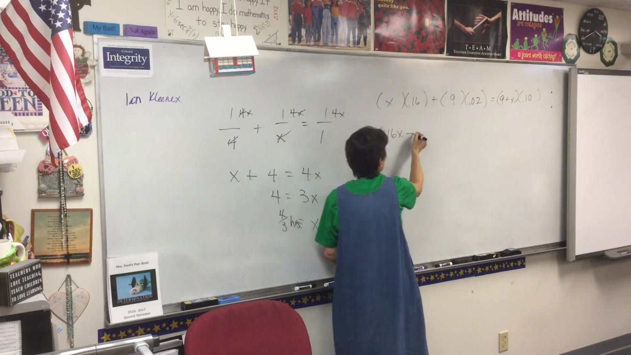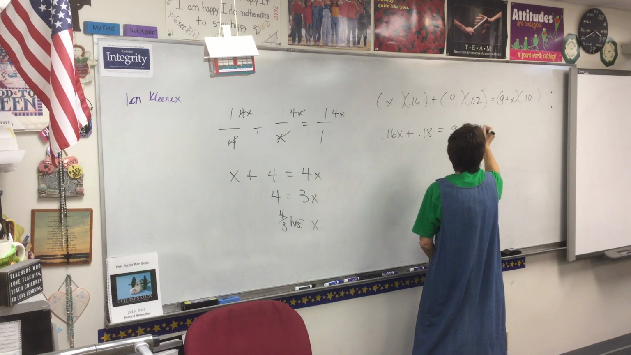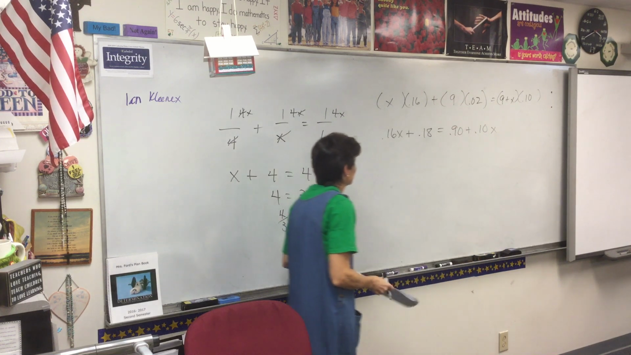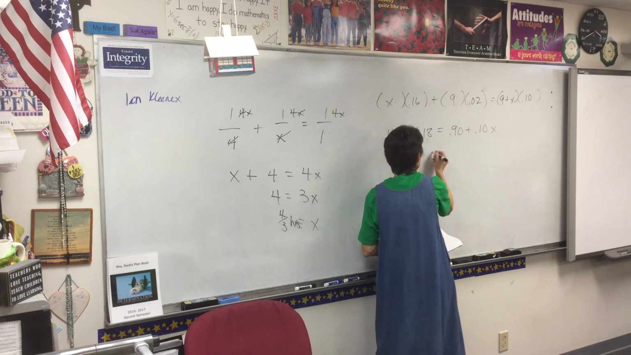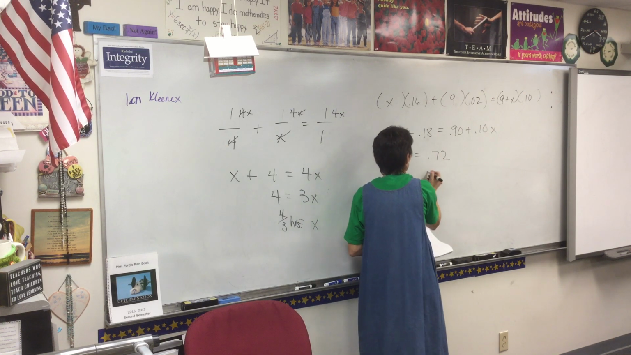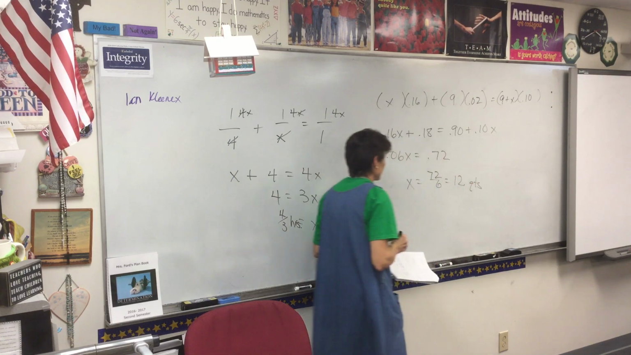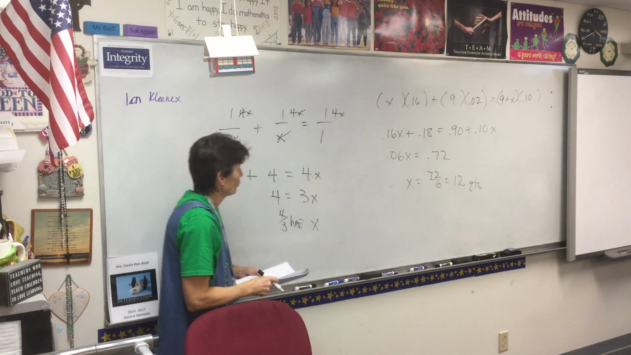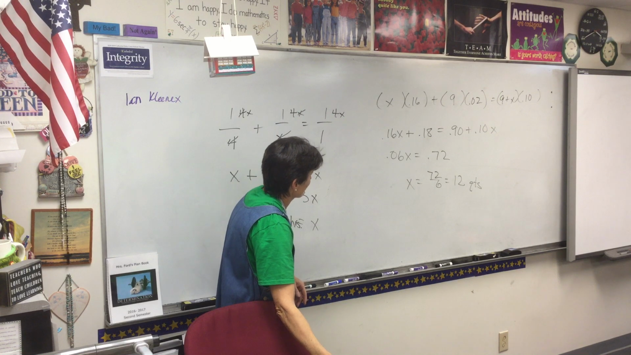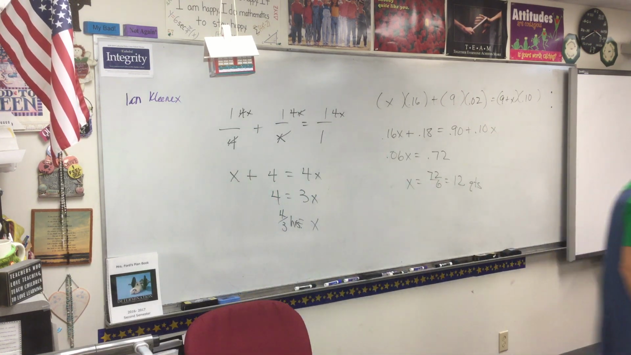We have 0.16x plus 0.18 equals 0.90 plus 0.10x. 0.06x equals 0.72. I got 12 quarts. You got the calculator though, so you might get something different. I think it's 12 quarts. All right, so there's a little bit of review there.